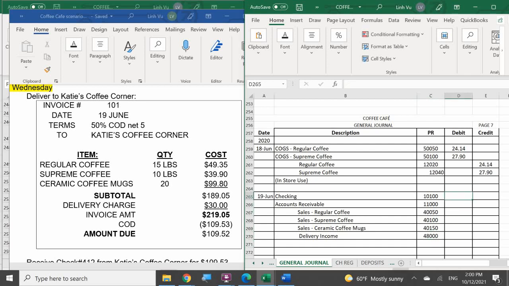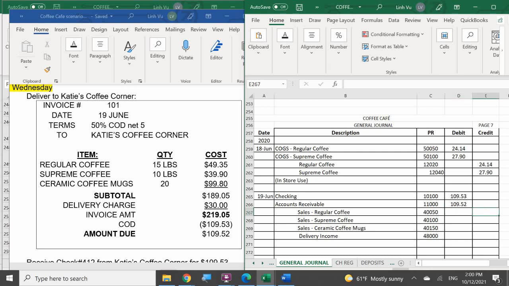How much cash or checking did I receive? 109.53. How much does Katie owe me? 219 and 5 cents. Okay, so Katie owes me that much in grand total, but she made half a payment for 109.53. So how much does she really owe me now? 109.52. Okay.